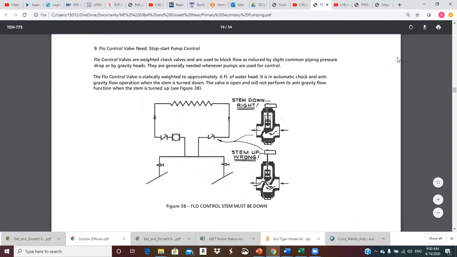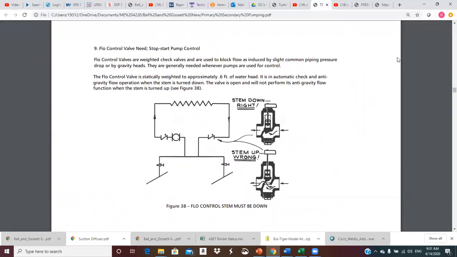Okay, so now, flow control valve needed for start-stop pump control. Flow control valves are weighted check valves and are used to block flow as induced by slight common piping pressure drop or by gravity heads. They are generally needed whenever pumps are used for control. A flow control valve is statically weighted to approximately 6/10 of a foot of water head. So you need more than 6/10 of a foot in order to force flow through this thing.